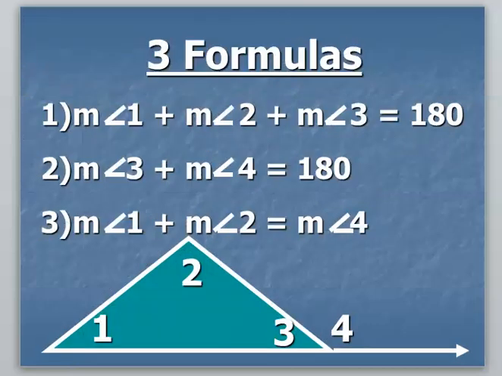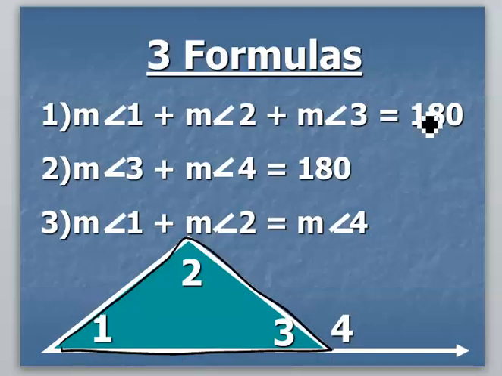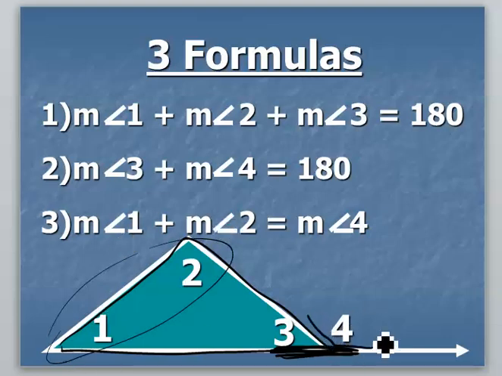So we'll have 3 formulas that we'll be using for our triangles. The first one is what we talked about with the interior of a triangle. Measure of angle 1 plus the measure of angle 2 plus the measure of angle 3 equals 180. The second one talks about this linear pair, our exterior and adjacent interior. The measure of angle 3 plus the measure of angle 4 equals 180. And the third one is our new exterior theorem, that if I add the two remote interiors, angle 1 plus angle 2, I get the exterior angle 4.